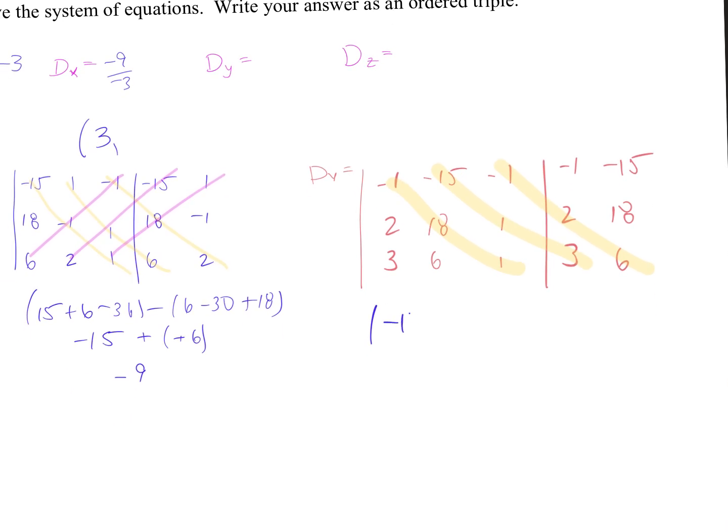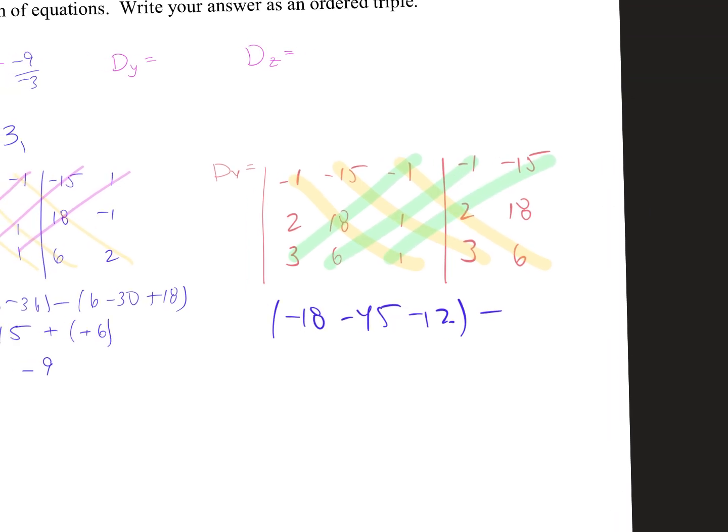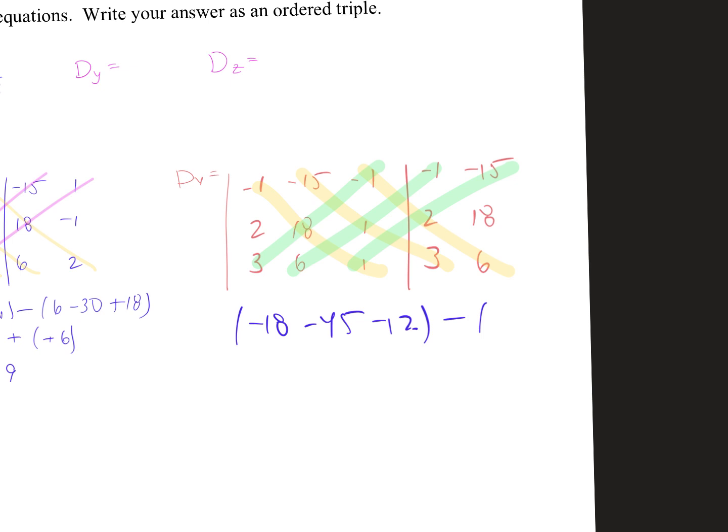You guys just watch me. Negative 18 minus 45 minus 12. You guys agree? All right, minus. Check me so I don't make a mistake. What's 18 and 3? 48? No. 54, yeah, I don't know why I said that. Negative 54, negative 6, and negative 30.